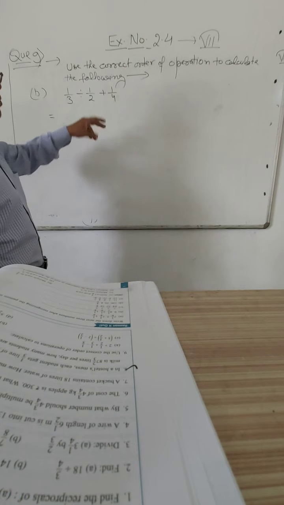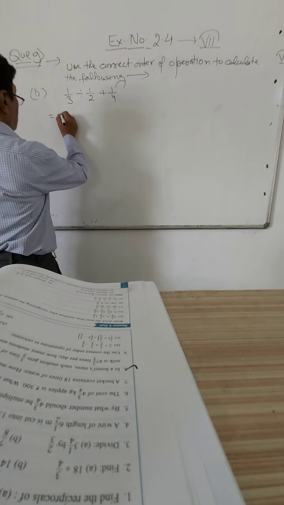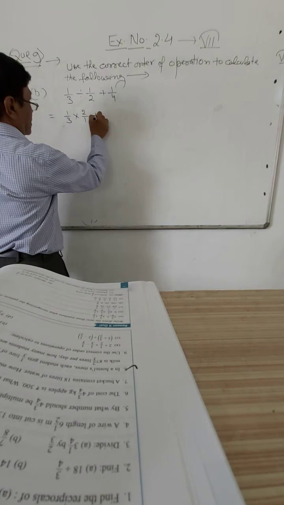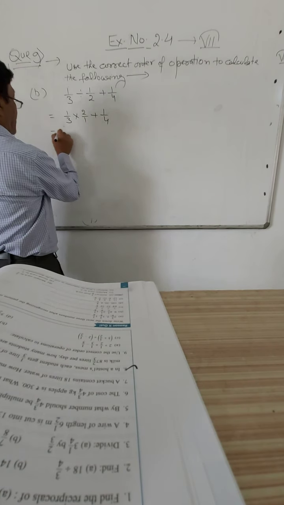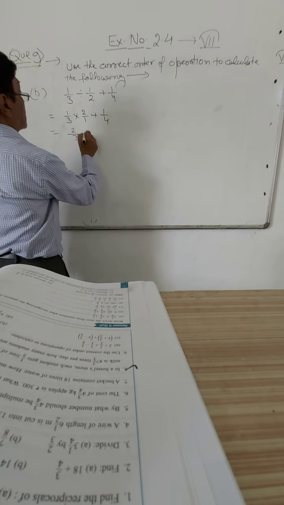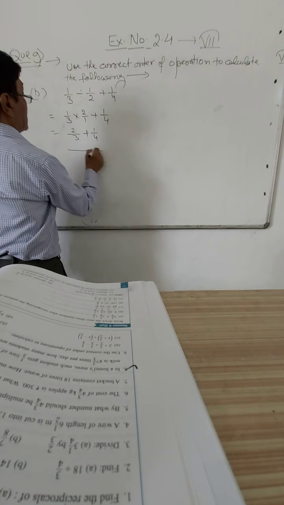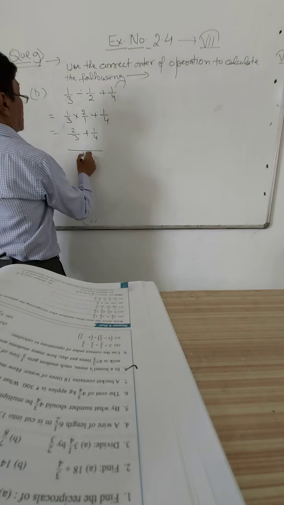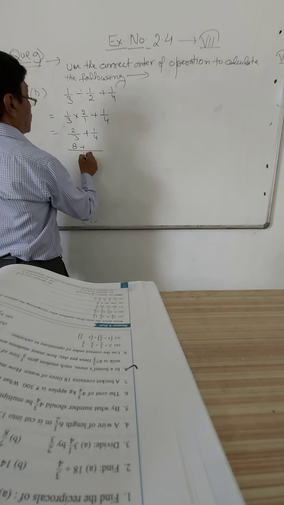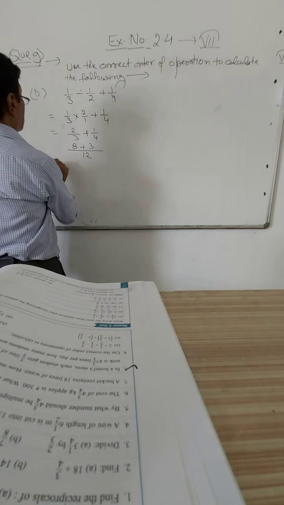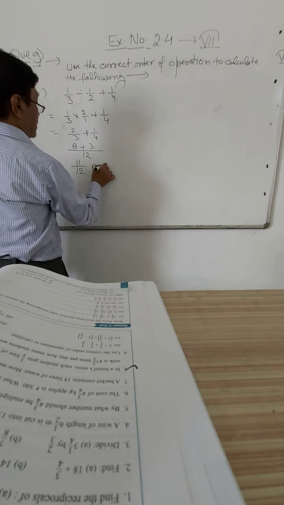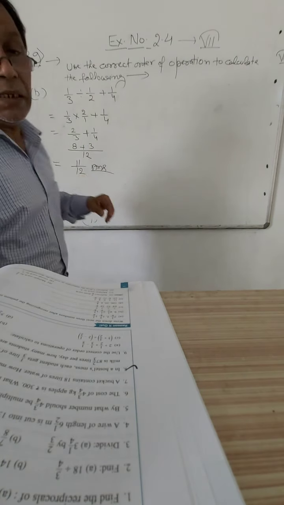Out of these two, first we will solve the division. So that is 1/3 multiplied by 2/1 plus 1/4. Multiply first: 2 times 1 is 2 and 3 times 1 is 3, plus 1/4. Take the LCM, it is 12. 3 times 4 is 12, 4 times 2 is 8, plus 4 times 3 is 12, 3 times 1 is 3. Then 8 plus 3, 11 upon 12. That will be the answer of B.